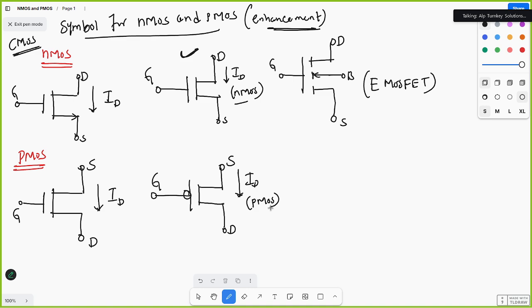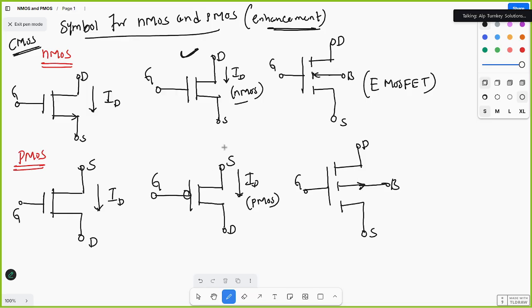And if you consider the symbol with respect to the body, it will be like this, with gate, drain, source. Here the arrow is inside, which means the channel is due to electrons. Here the arrow is outside, which means the channel is due to holes. This is body or bulk. So the channel is due to holes, that's why the arrow is outside.